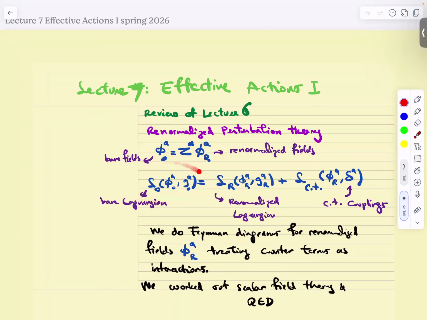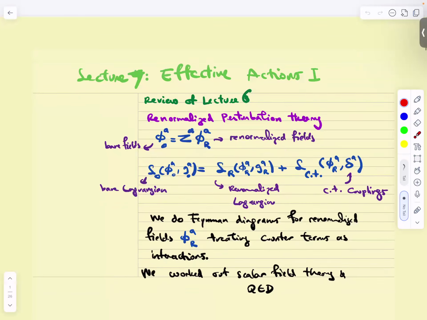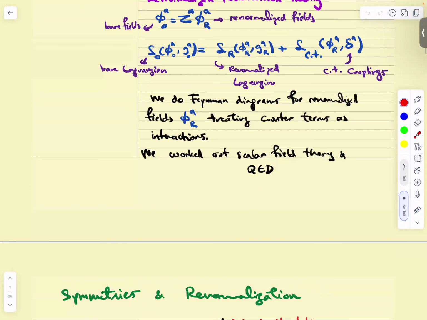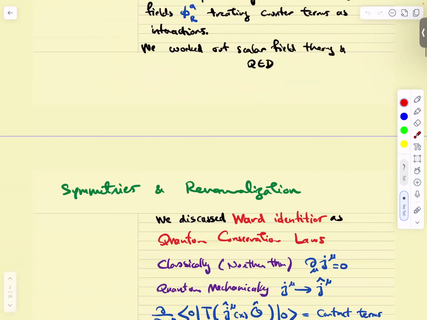Then you take the bare Lagrangian, which is now a function of bare fields and bare coupling, right? This is a renormalized one, plus the counter terms. Whatever the counter terms are, what is the difference between the two, right? So far, it's completely arbitrary. Now, what we do is we did perturbation theory in this, right? We did Feynman diagrams in this. Now we're going to do Feynman diagrams in these variables. That's exactly what we're going to do. And then the counter terms also contribute like vertices and like propagators. There would be corresponding Feynman diagrams associated with them. We worked out the case of QED, right? Scalar field theory very briefly, and then QED.